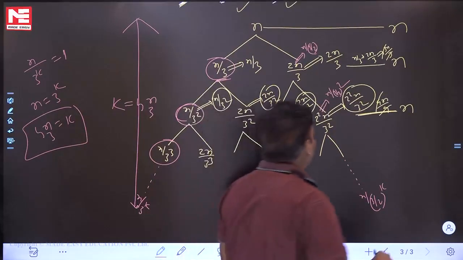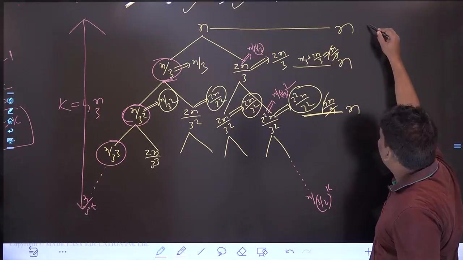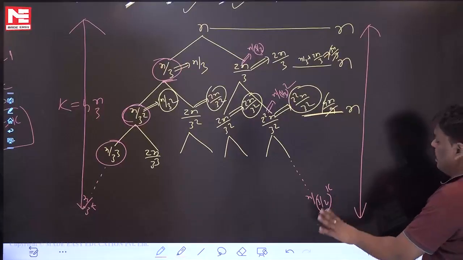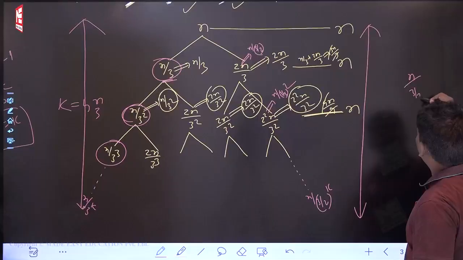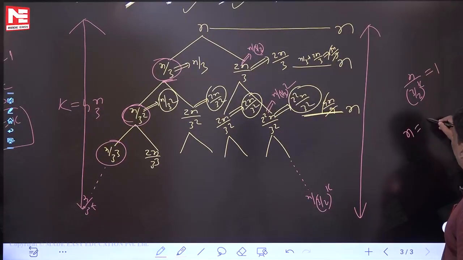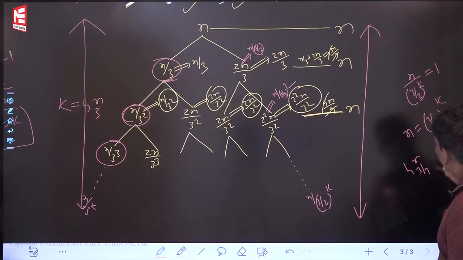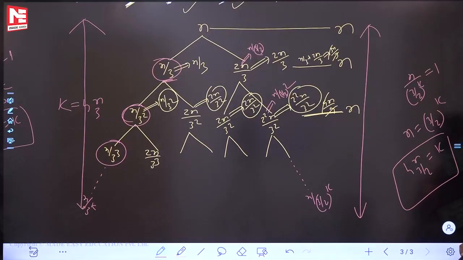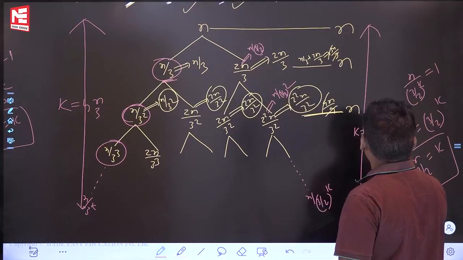Next one. Right is always divided by 3 by 2, 3 by 2, 3 by 2. So after doing k times, what is k? n by 3 by 2 whole power k. Why did I stop here? This became 1. Let me write n by 3 by 2 whole power k is equal to 1. That is the reason I stopped, which is nothing but n is equal to 3 by 2 whole power k, which is nothing but log n base 3 by 2 is equal to k. So here the k value on the right side is log n base 3 by 2.